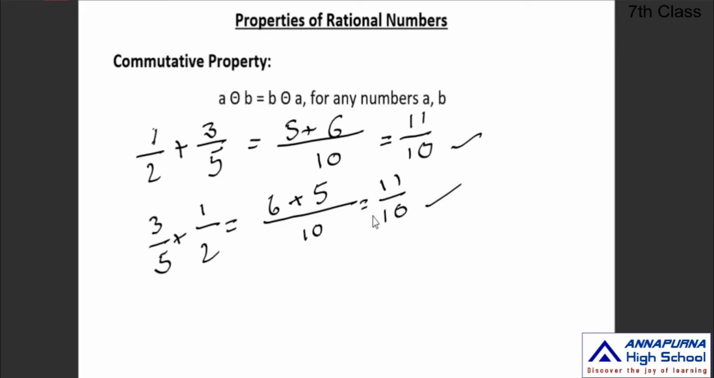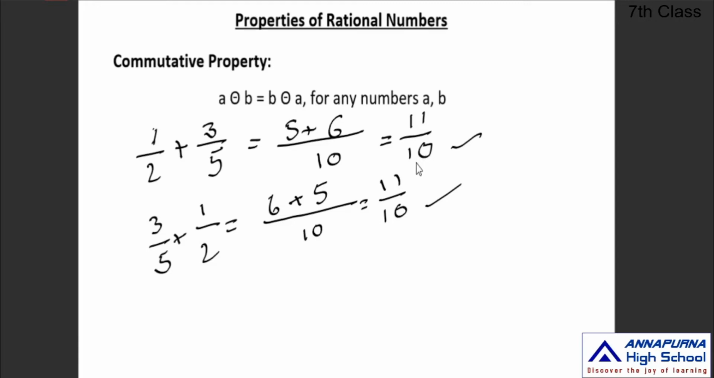Not only with these two rational numbers. When you take any two rational numbers and add them in any order, if you get the same result, then we say the collection of rational numbers satisfies the commutative property with respect to the addition operation. Just think: here I am explaining by taking two rational numbers only, but by taking any two rational numbers and applying the addition operation between them, you get the same result when you change the order.